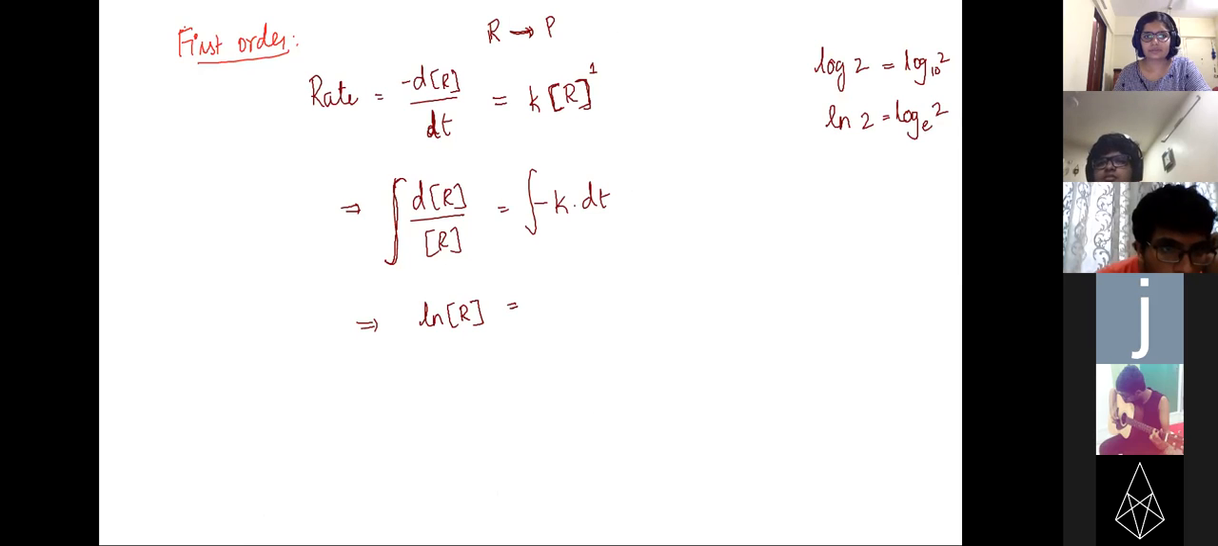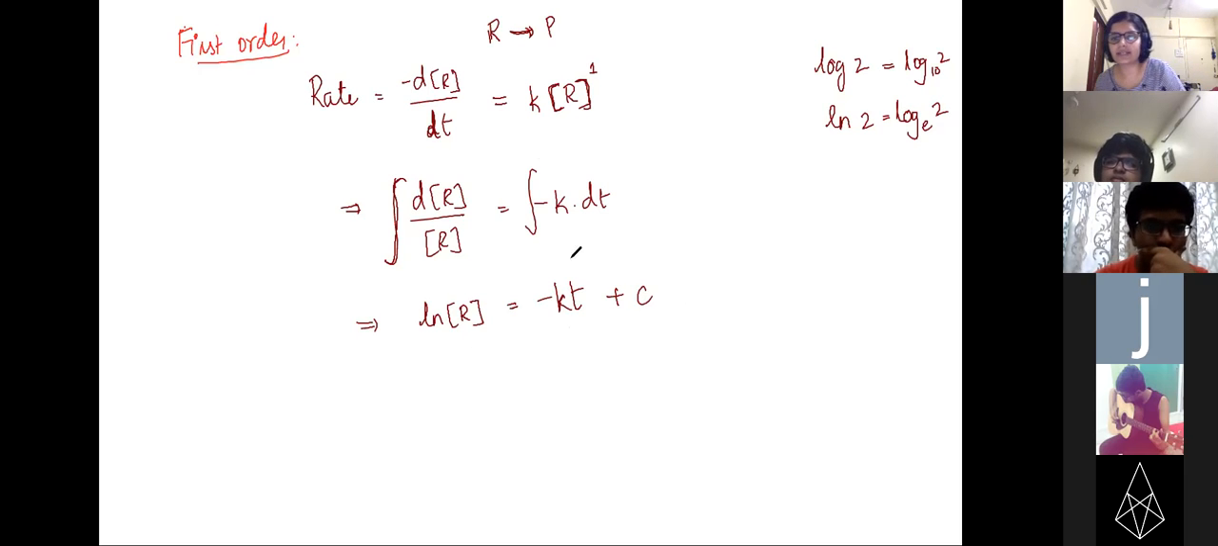Anyway, so the integral of minus k dt will be minus kt, plus c, of course, because of integration. Okay. So now, how do we find the value of c?